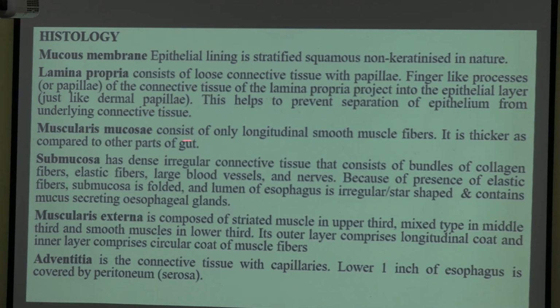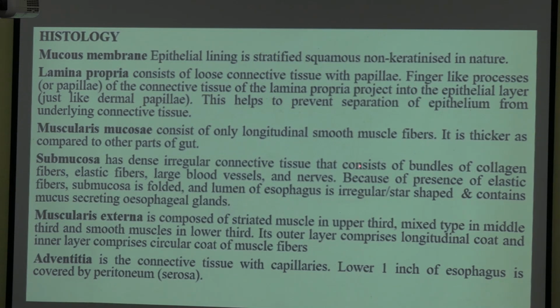Next is the muscularis mucosae. Only longitudinal smooth muscle is there. As I said, it is not well developed in the esophagus. In the submucosa, irregular connective tissue is there, along with elastic fibers and collagen fibers. Because of the presence of those fibers, the lumen of the esophagus appears star-shaped.